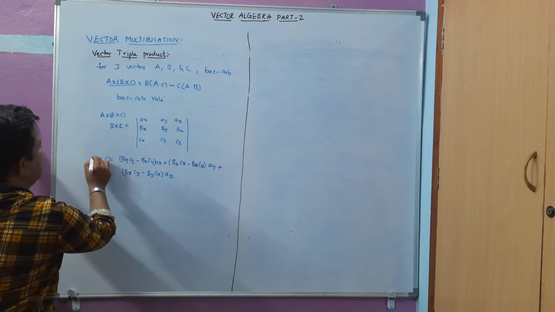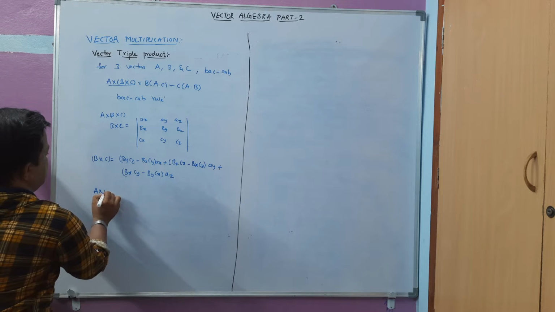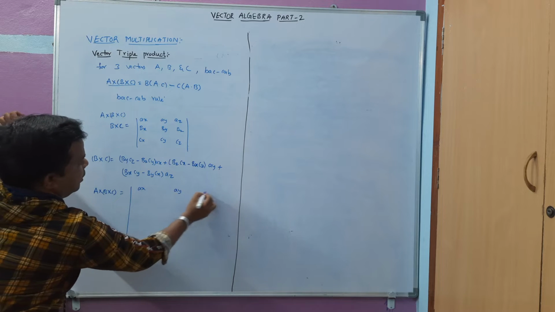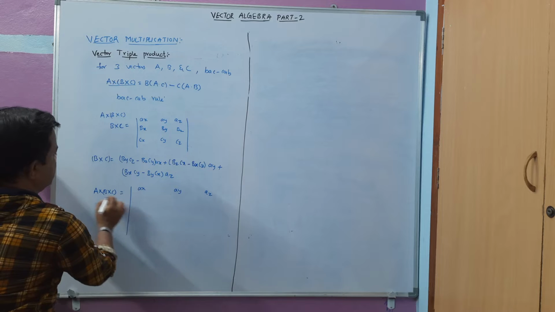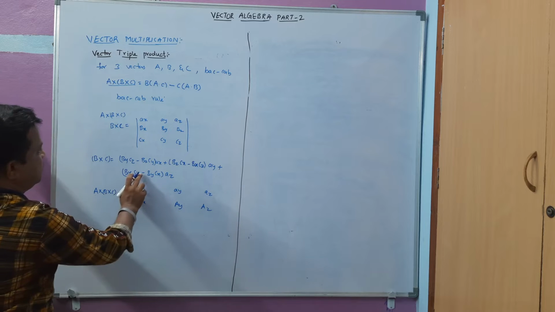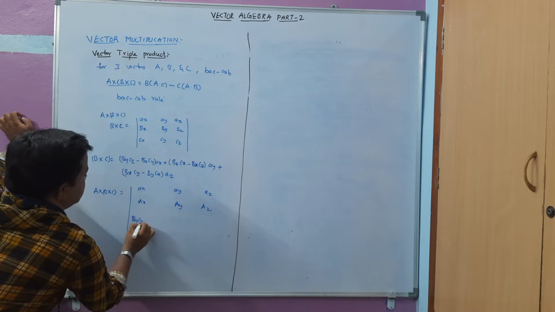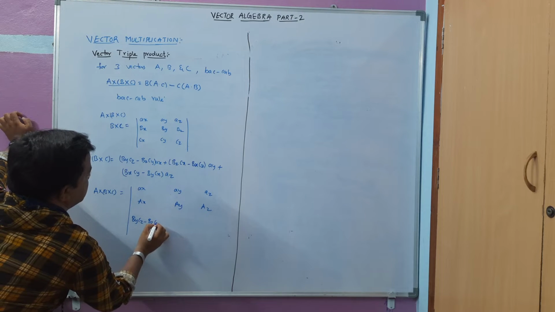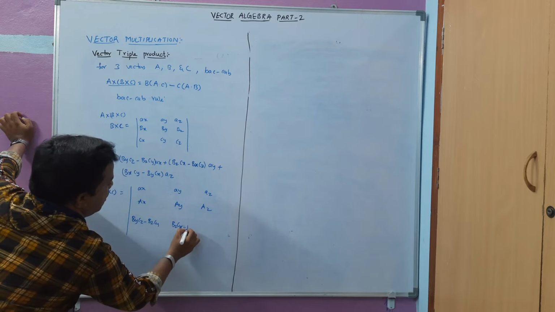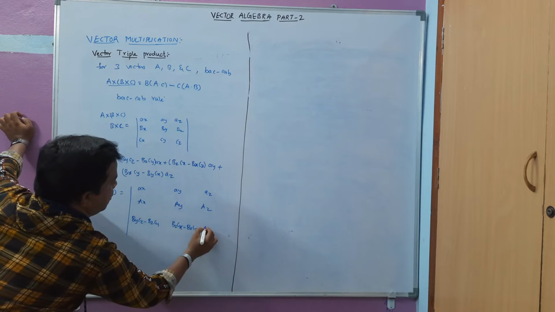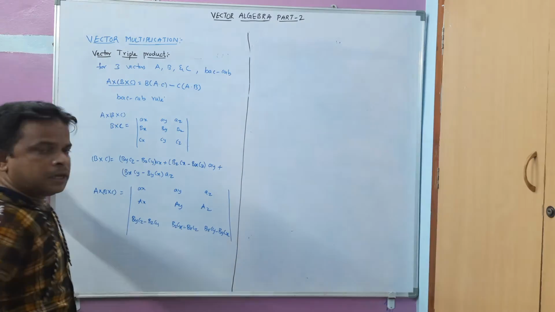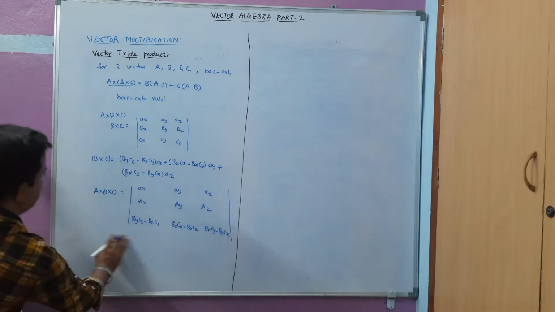Now I have to take another cross product. a cross this result will give me a determinant like this: AX, AY and AZ in the first row, and the result of the previous cross product in the second row: BY CZ minus BZ CY, next BZ CX minus BX CZ, next BX CY minus BY CX. Now I have to take this other determinant.